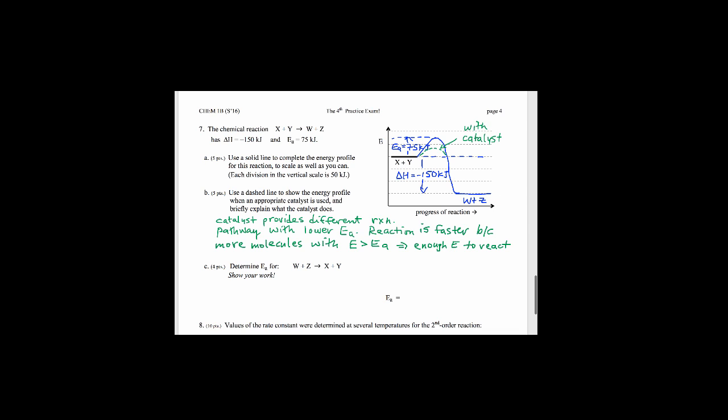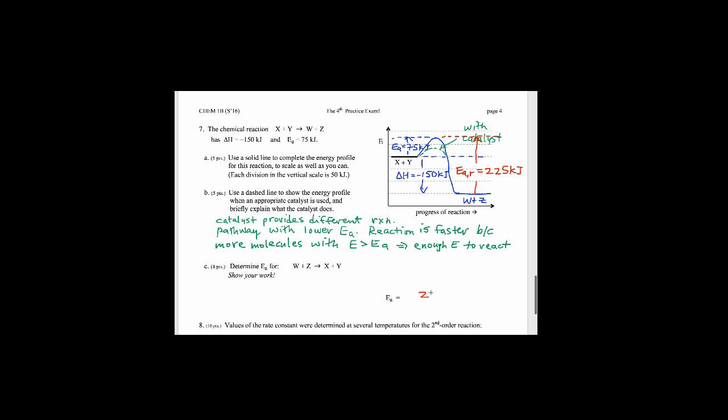And then if we want to determine the activation energy for the reverse reaction, so W plus Z going to X plus Y, now we're going to start here, and we have to get over this activation energy barrier here. So that has to be overcome, so we have to go all the way up to there, and that's a distance of 150 kilojoules plus another 75 kilojoules. So the activation energy for the, let's call it reverse reaction, is equal to 225 kilojoules.